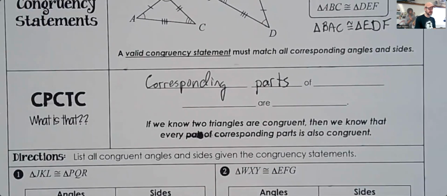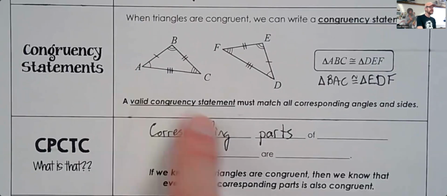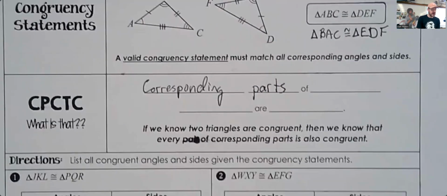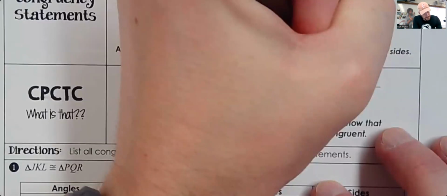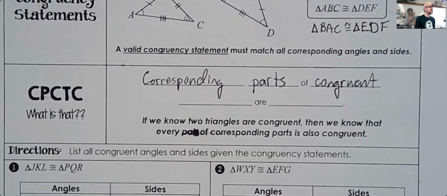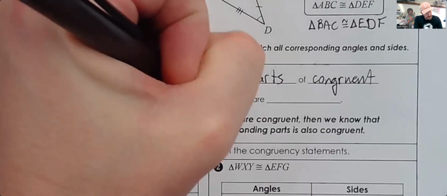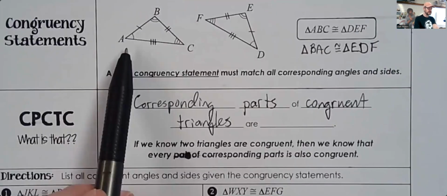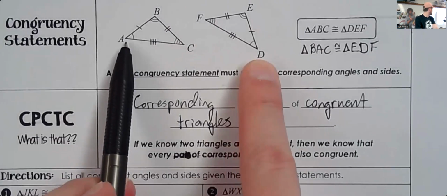Corresponding parts. So like on this first triangle, A corresponds to D, B corresponds to E. So corresponding parts of congruent, what do you think the T stands for? Triangles, yeah. Corresponding parts of congruent triangles are congruent, yeah, because if you look up here, if you look at the corresponding parts, A corresponds to D, those are congruent.